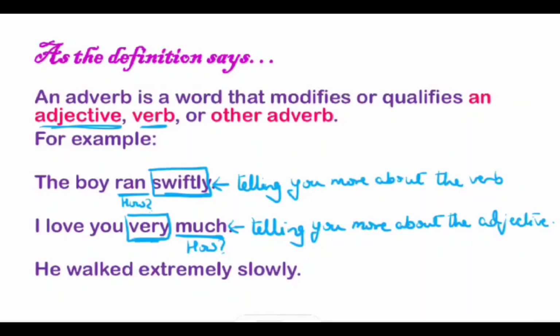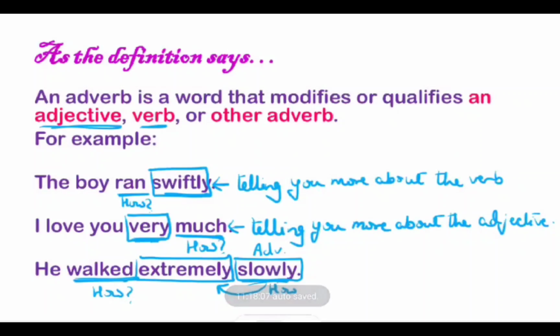The third one says, he walked extremely slowly. How did he walk? Slowly, that's already an adverb. Okay, how slowly? Extremely slowly. So here, slowly is an adverb, and we are asking the question to this adverb. How slowly? Extremely slowly. So in this sentence, it is telling you more about another adverb.